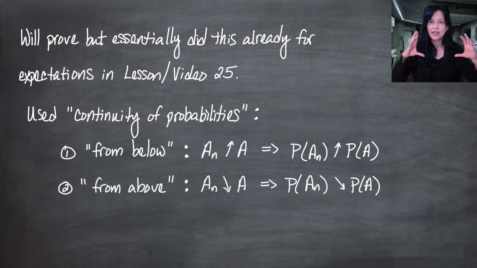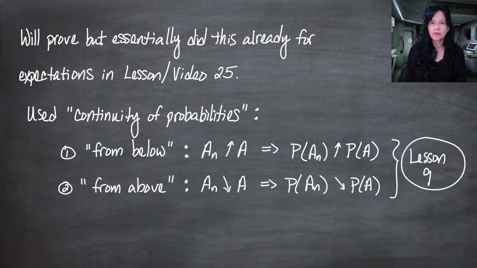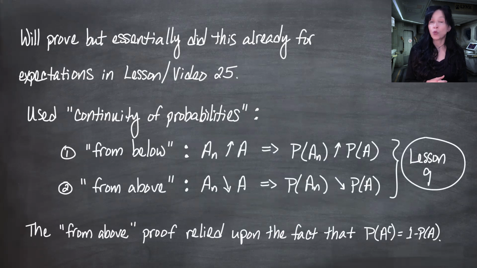So if you have sets like A1 containing A2, containing A3, decreasing to what would be the intersection of those sets, then the probability measures are a sequence of numbers between 0 and 1 that are decreasing to the probability measure of A. We proved both of these things in lesson or video 9, I believe. And one thing we did in the from above proof was use the fact that the probability measure of A complement is 1 minus the probability measure of A to turn the argument around and turn the from above result into a from below result.